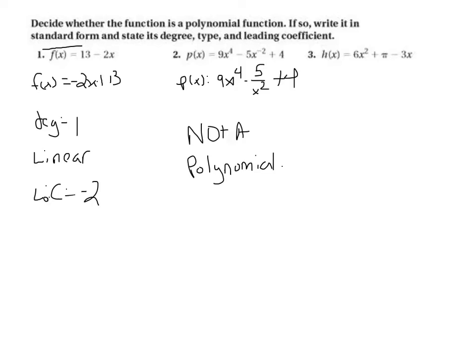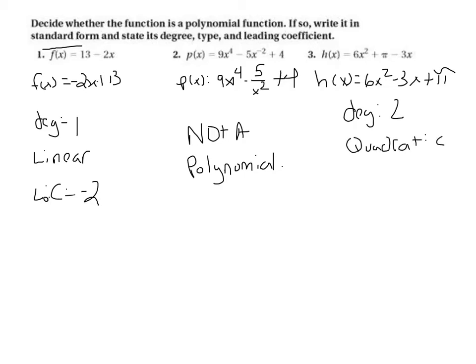So yes, this one is h of x equals 6x squared minus 3x plus pi. Pi is a constant. The degree is 2. The type is quadratic. And the lead coefficient, 6. So that's what a polynomial is, okay?